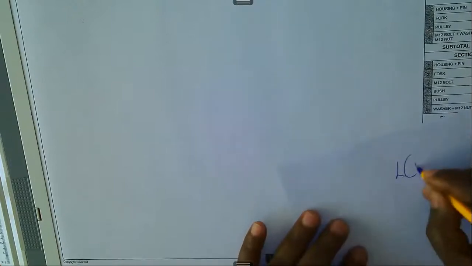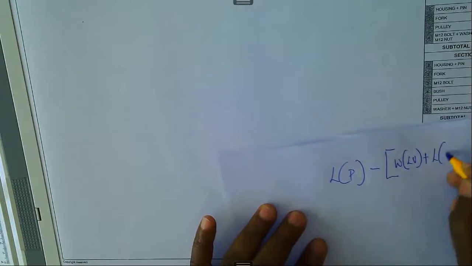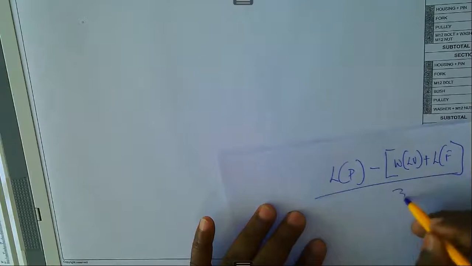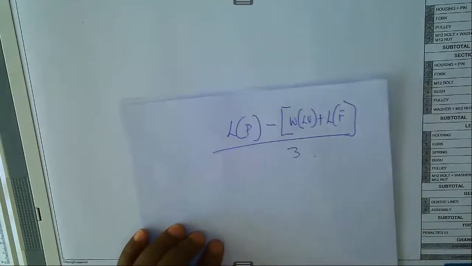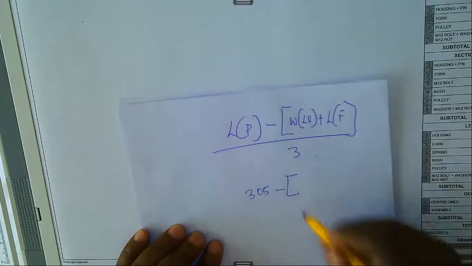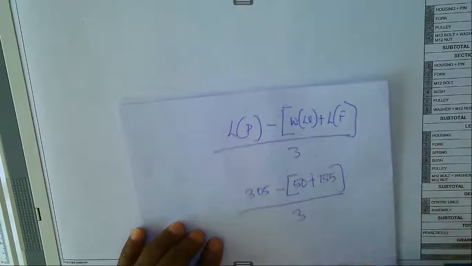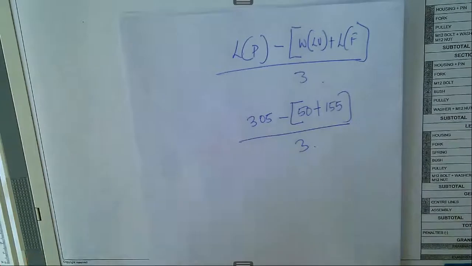Length of paper minus the width of the left view plus the length of the front view, everything divided by 3, like that. So length of paper, we said is 305, minus the width, we said it's 50, minus the length, we said it's 155, everything divided by 3, so that we know how much space we are going to use and where we are going to use it. So 305 minus 50 minus 155 gives us 100, divided by 3 spaces.